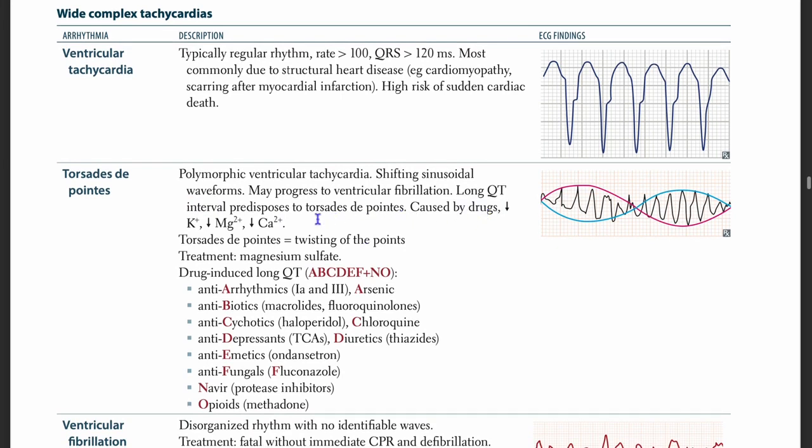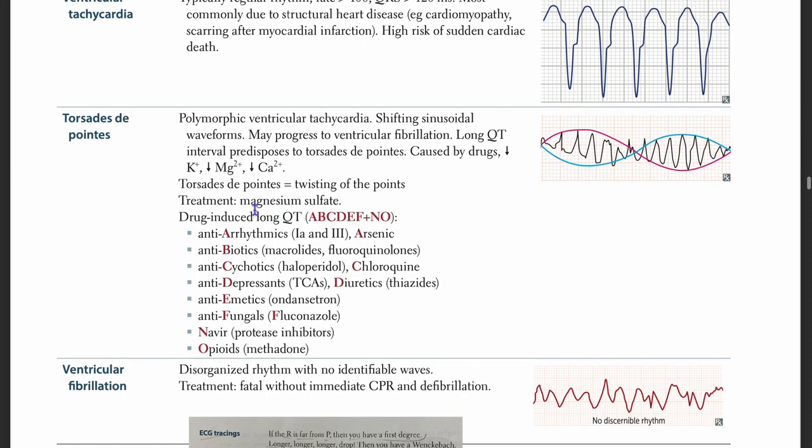It's caused by drugs and also decrease in potassium, magnesium, and calcium. This is twisting of points. Treatment is magnesium sulfate. Drug-induced long QT, right? So long QT is because of A, B, C, D, E, F plus NO. Okay, so A for arrhythmias or antiarrhythmics, right? 1A and 3, or arsenic. B for biotics, antibiotics, macrolides, and fluoroquinolones.